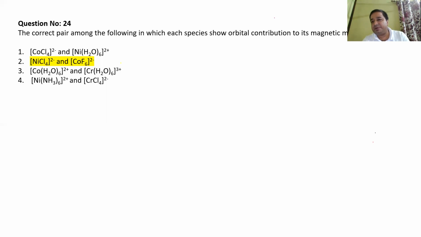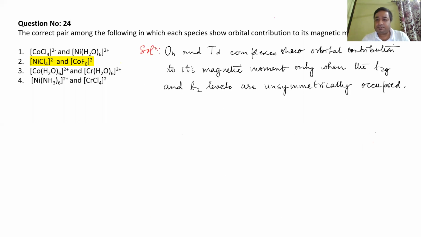When I'm saying unsymmetrical occupation, obviously I'm talking about any combination apart from T2^3 or T2g^3 or T2g^6 or T2^6. So when it is T2^3, it is half filled, or T2g^3, it is half filled. When it is having 6 electrons, then it is completely filled. So when it is having any combination apart from this, it is going to show orbital contribution to the spin magnetic moment. That is the rule.